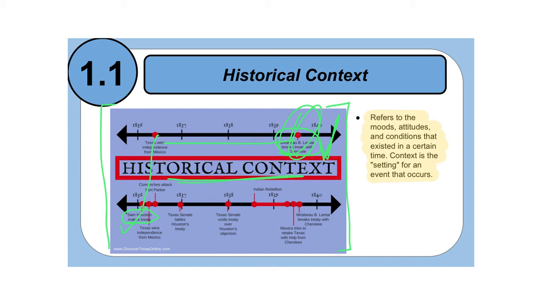What happens here is the Senate delays it, then the Senate rejects it, and then Mexico gains the support of the Cherokee, and the Cherokee actually fight with Mexico. And this is one of the reasons that caused Texas to pull out of this treaty they signed with the Cherokee. So this is showing you what historical context is. It's telling you the setting and the scene and the backstory about why an event happened.